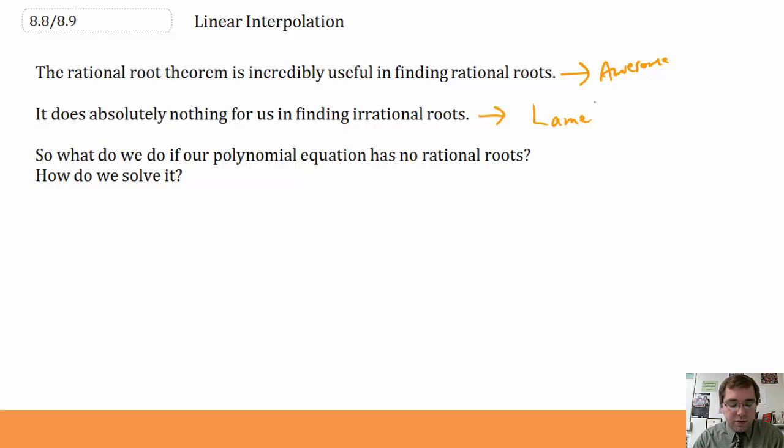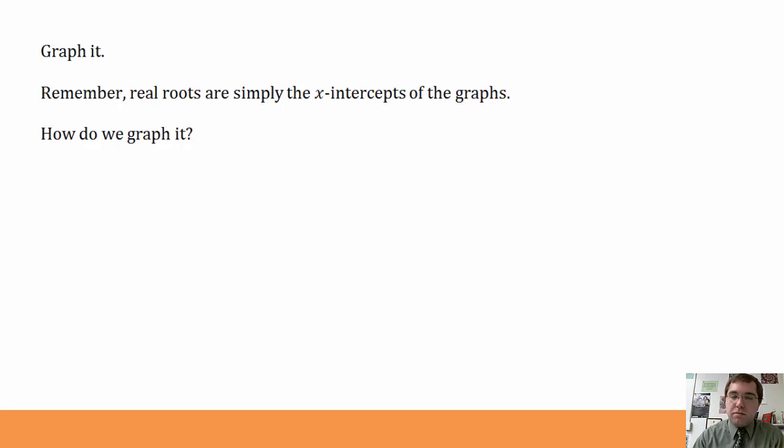So what if our polynomial has no rational roots and all we have are irrational roots? How in the world do I solve it? Graph it. Remember, real roots, whether they are rational or irrational, roots that are real numbers are simply the x-intercepts of the graphs. If the roots are complex numbers, they're not going to be x-intercepts of the graphs because we can't graph complex numbers in the xy coordinate plane. But the real number roots will be x-intercepts of the graphs. So if I can graph it, I can find the x-intercepts, or at least approximate them, estimate them.